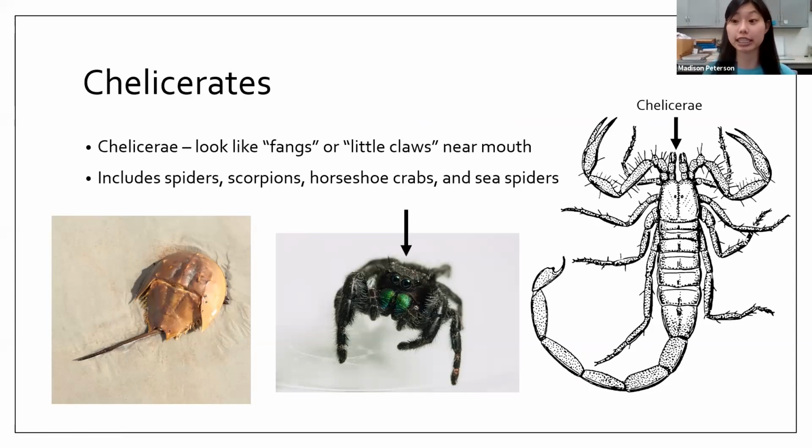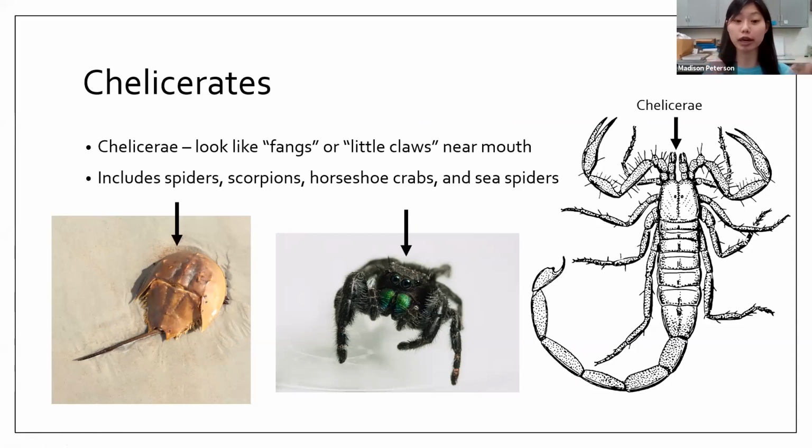In the middle here is a spider, and you can see the chelicerae on this spider. They're really pretty. They're like emerald green, and so on the end of those chelicerae are going to be fangs, and so those fangs are going to inject venom into the prey.